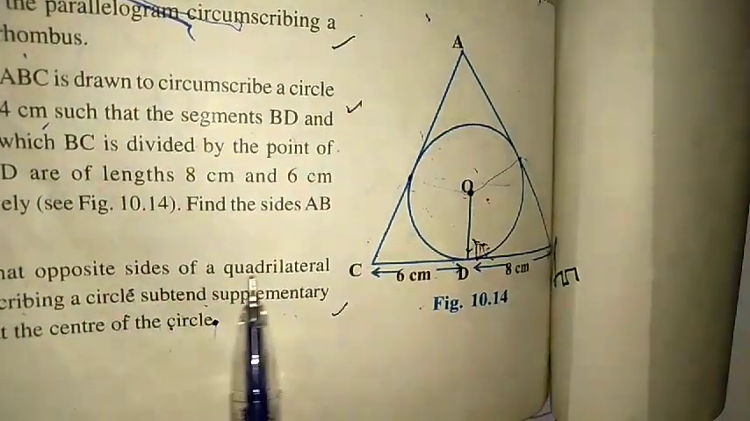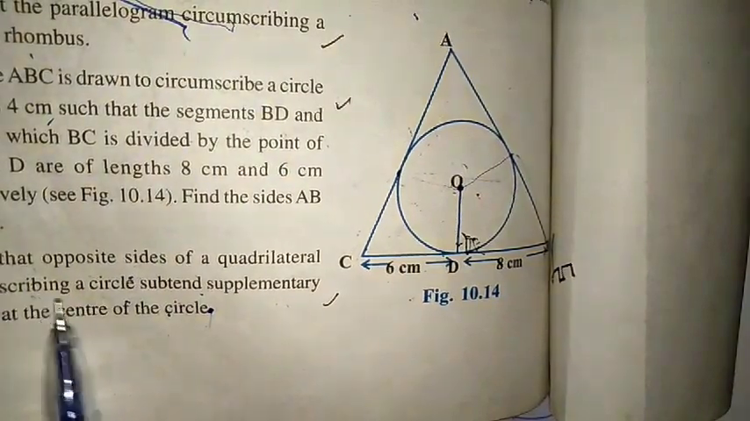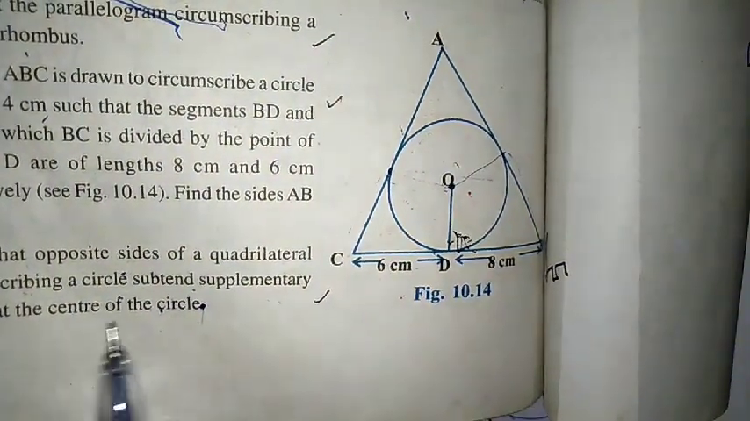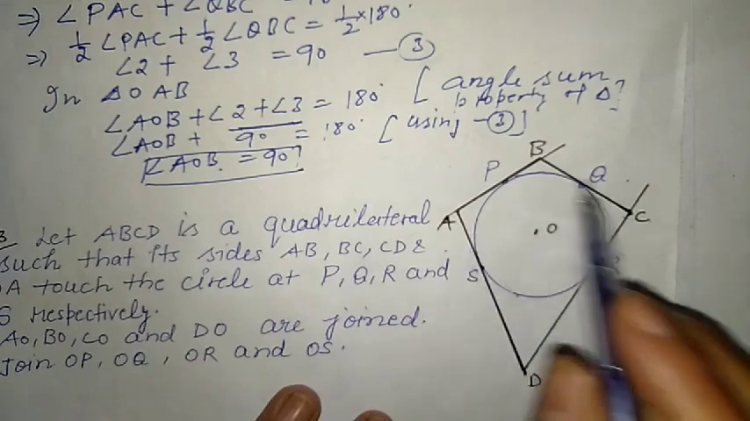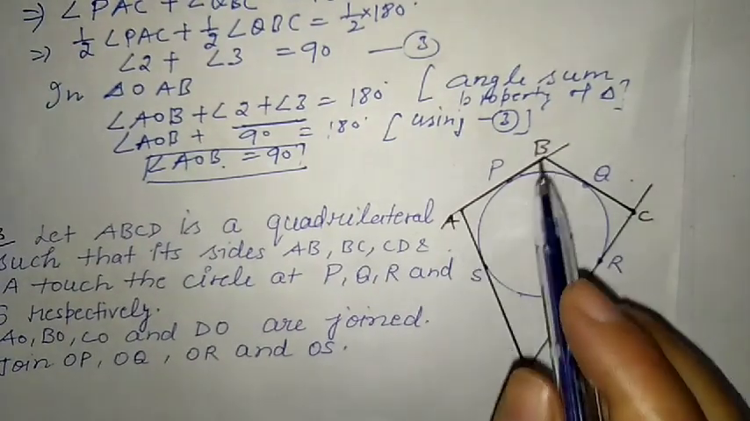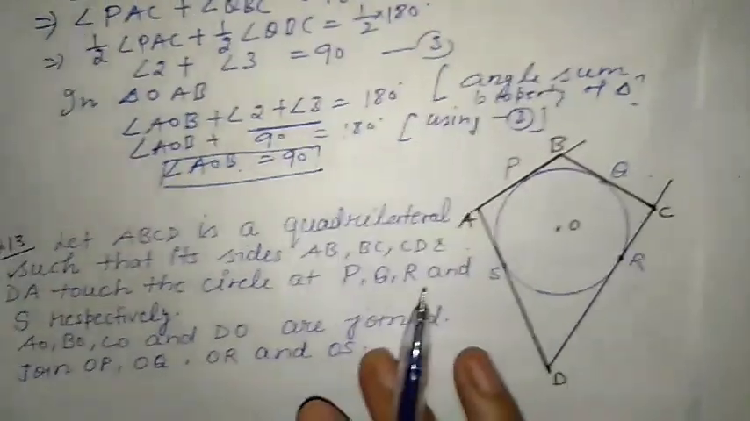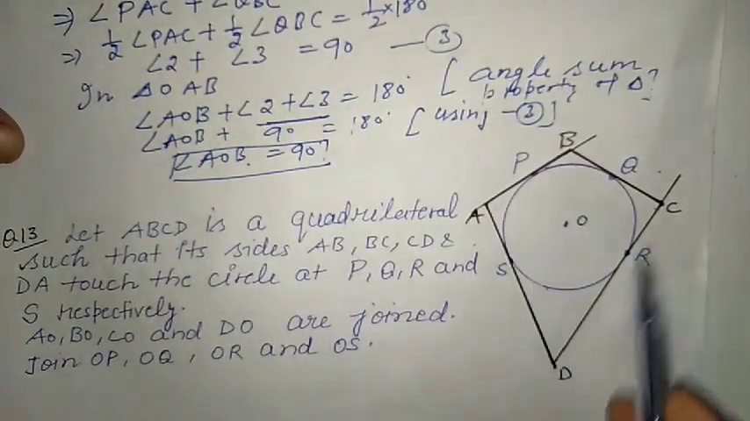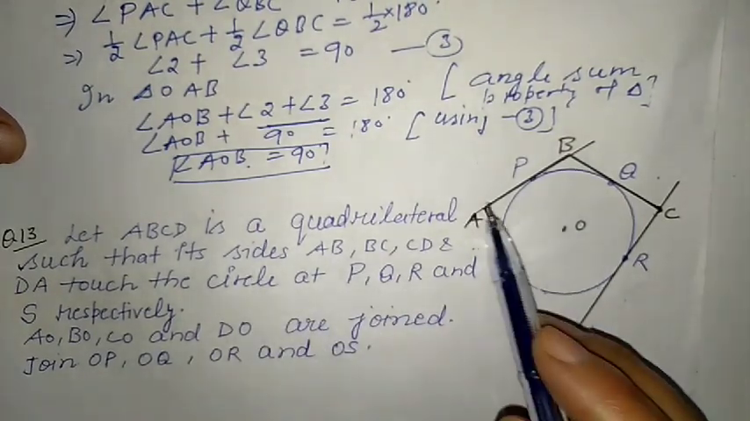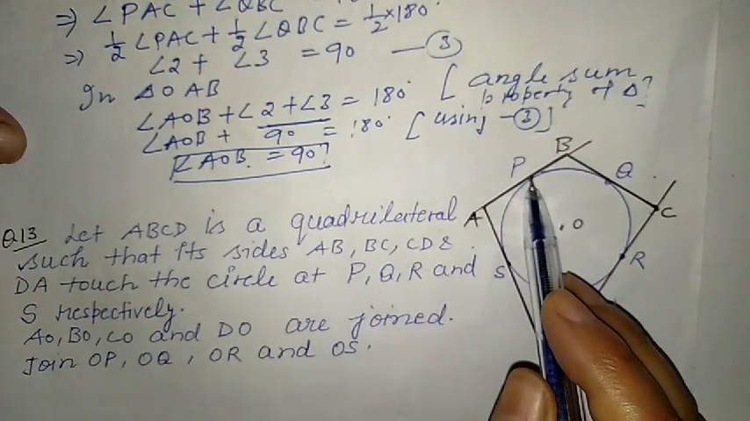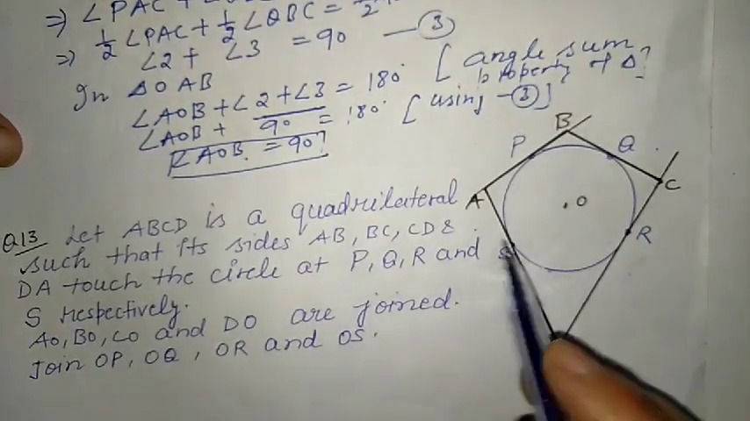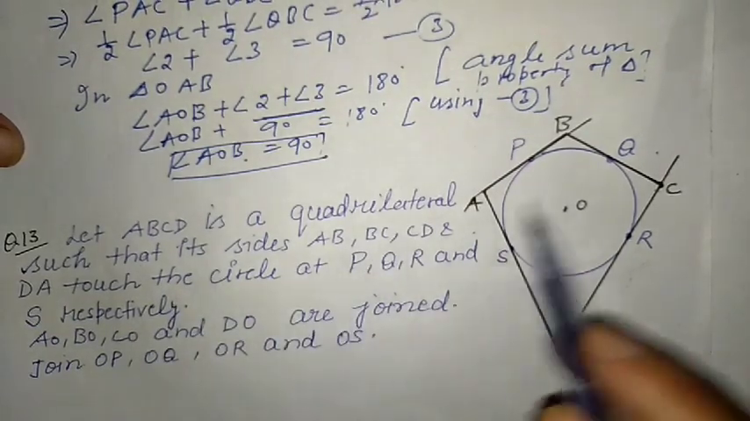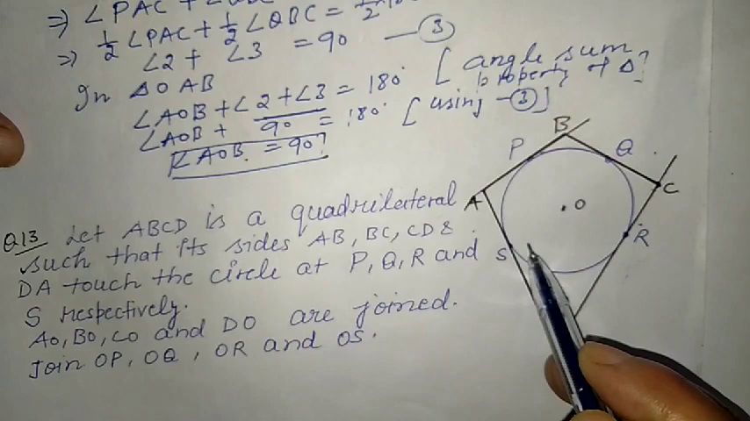Prove that opposite sides of a quadrilateral circumscribing a circle subtend supplementary angles at the center of the circle. This is given. So the figure we can form like this. This is a circle here, and ABCD is a quadrilateral, such that its sides AB touch the circle at P, BC at Q, CD at R and AD at S. So AB, BC, CD and DA touch the circle at points P, Q, R and S respectively.